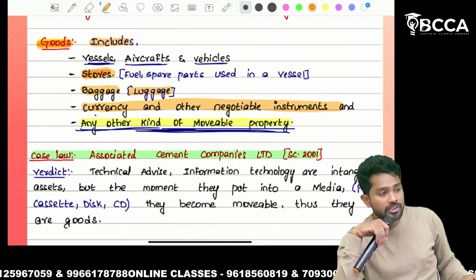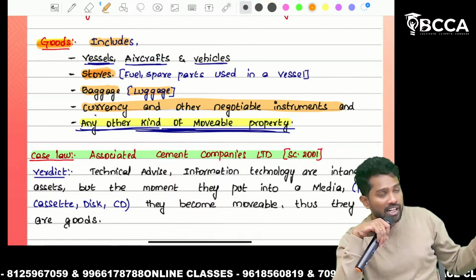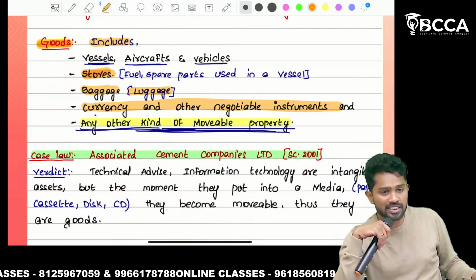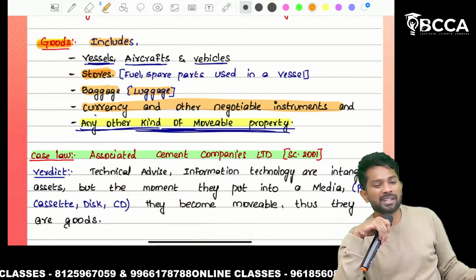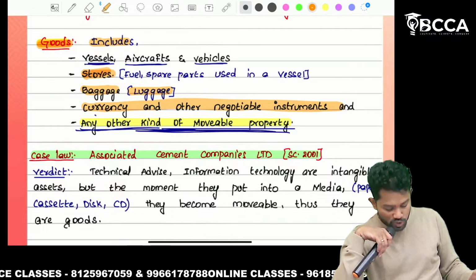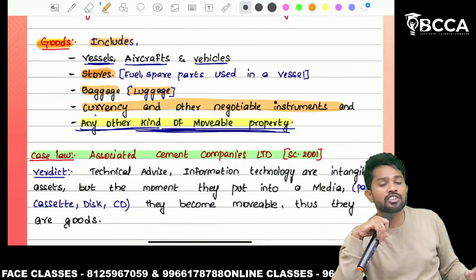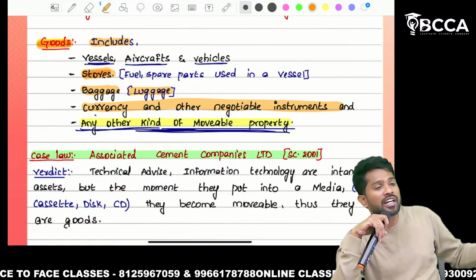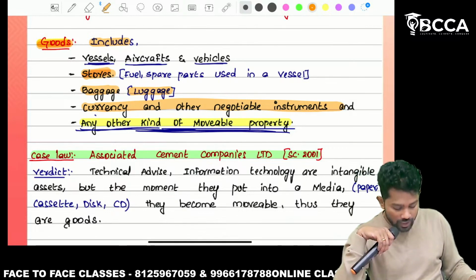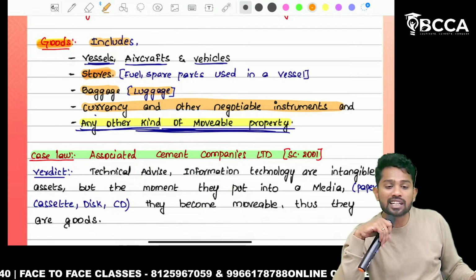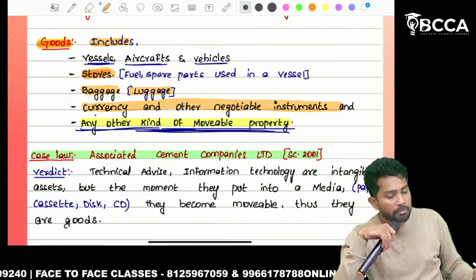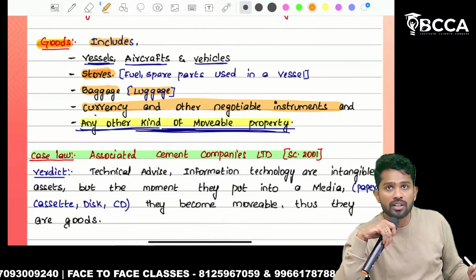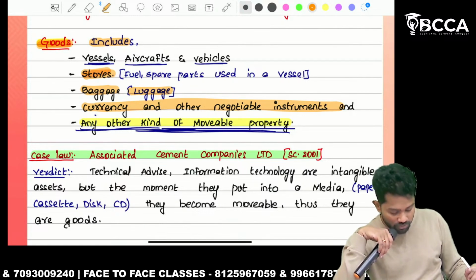So goods means vessels, aircrafts and vehicles. Aircrafts are helicopters, private jets, all these things. And then vehicles, they could be cars, bikes. And then stores: the fuel, spare parts which would be used in a ship or aircraft. And the next one, baggage: the luggage which will be carried by the passenger along with him. And the fourth one is currency and negotiable instruments. The money they are carrying, promissory notes, stamps, those come under negotiable instruments. And any other kind of movable property.